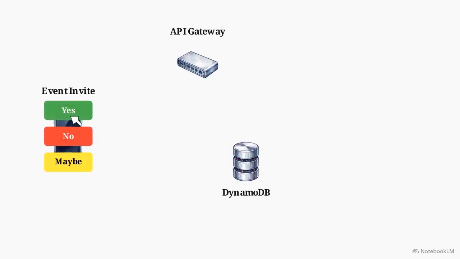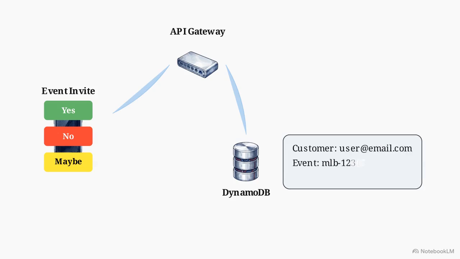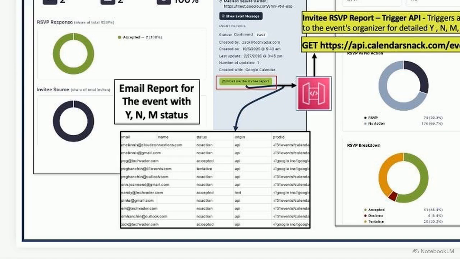When a user clicks yes, no, or maybe inside their local calendar, the embedded API UID routes that response back to the CIS API gateway. DynamoDB catches these incoming status updates and maps them strictly on a per-customer and per-event basis. This table shows the depth of that telemetry. Individual email addresses are logged alongside their precise RSVP status and the specific origin point where they originally requested the invite.